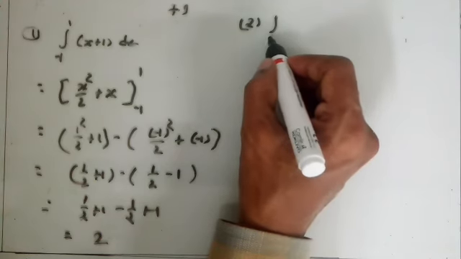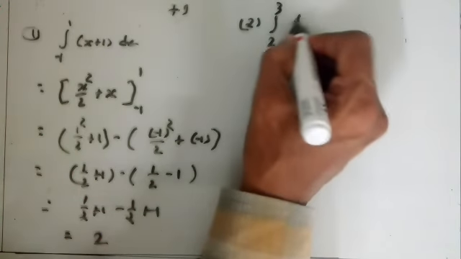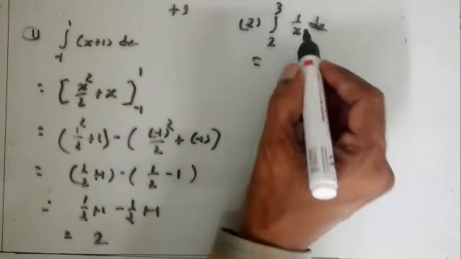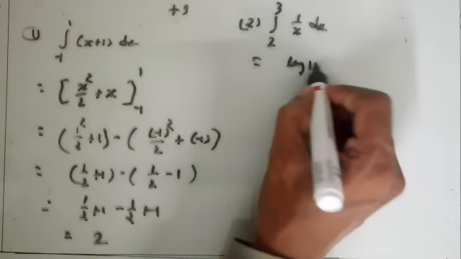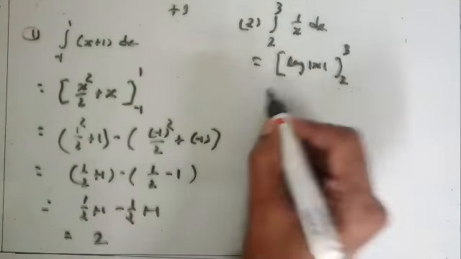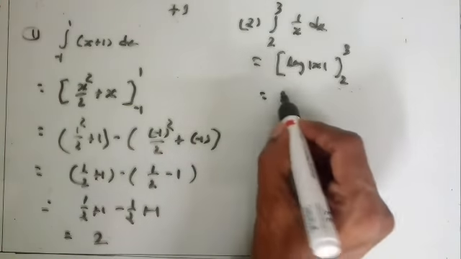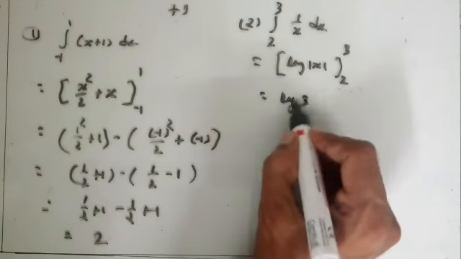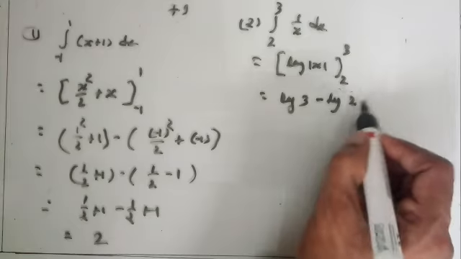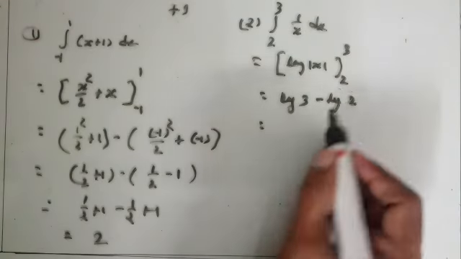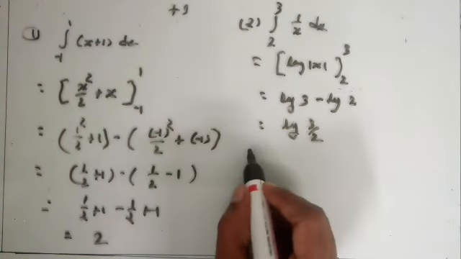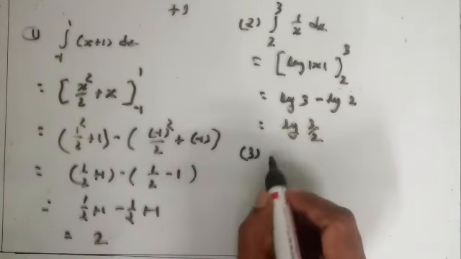Same, number 2. Find the definite integral from 2 to 3 of 1 upon x dx. We know that the integration of 1 upon x is log mod x. Now apply the limit 2 to 3. So it equals F(b) minus F(a): log mod 3, where mod of 3 is 3, minus log mod 2, where mod 2 is 2. So log 3 minus log 2 becomes log 3 upon 2. Clear? Answer.